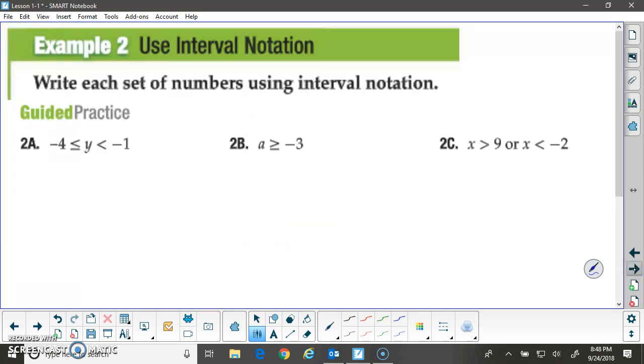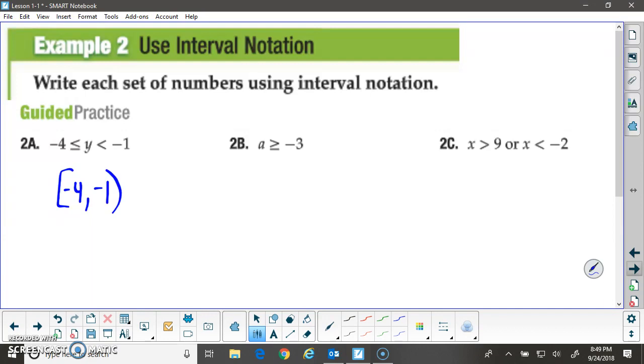3 more examples of the same type of problem, writing in interval notation. So if it's greater than or equal to negative 4, but less than negative 1, we would need a bracket on the negative 4 and a parenthesis on the negative 1. Again, working smaller to bigger, left to right.